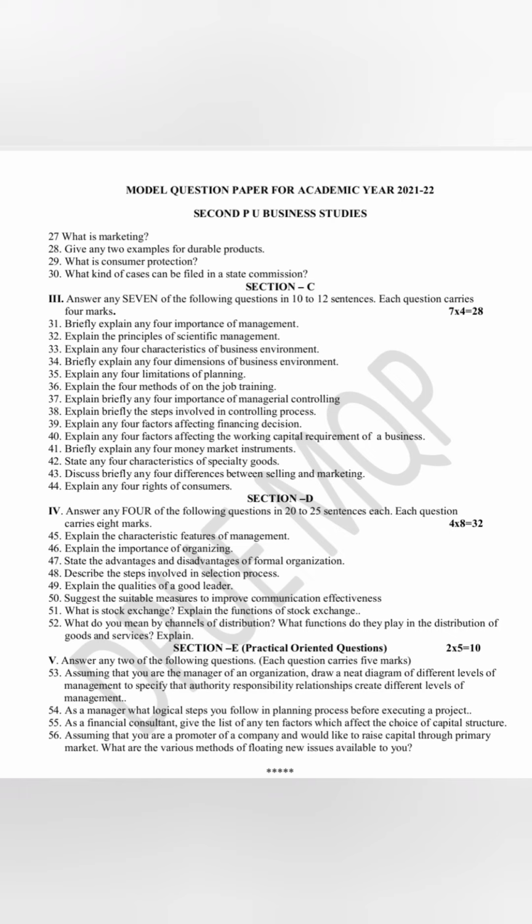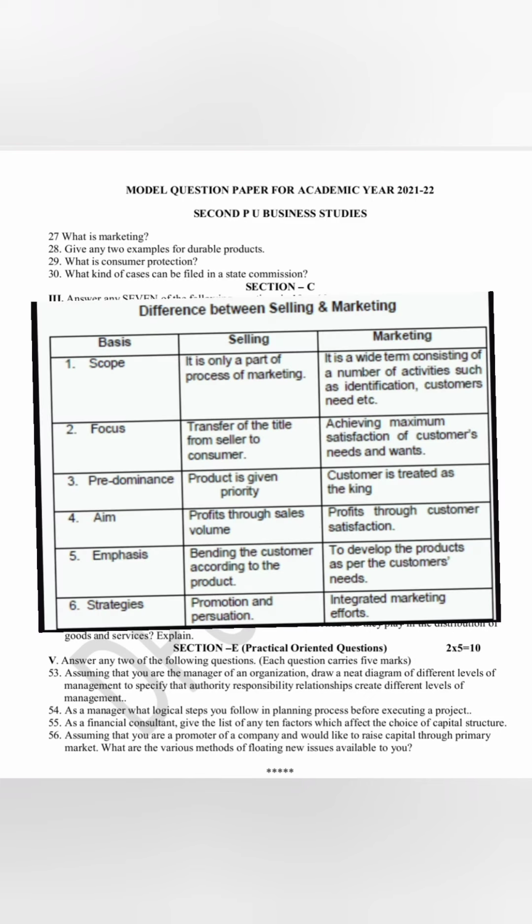Now, four differences between selling and marketing. Selling is a part of marketing, but marketing has a wider concept like identification of customer needs and all. Focus in selling is only on the seller to the consumer, but marketing is to target the market. The aim of selling is to earn profit, but marketing is to earn profit through customer satisfaction. So these all are the differences between selling and marketing.